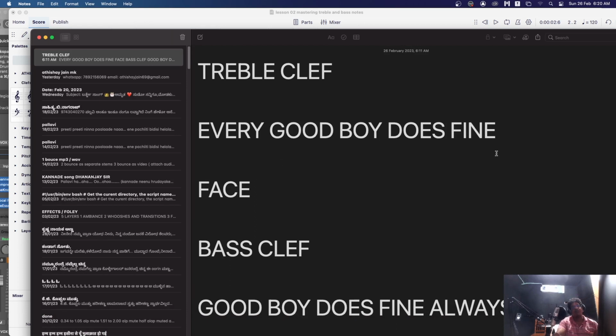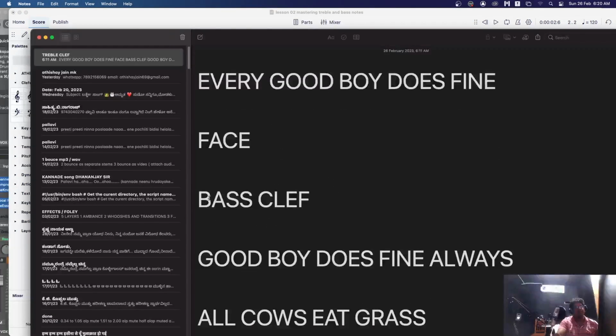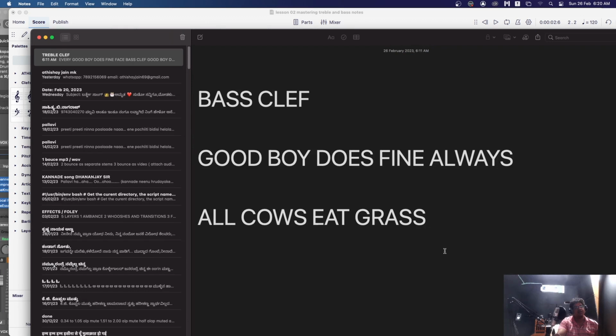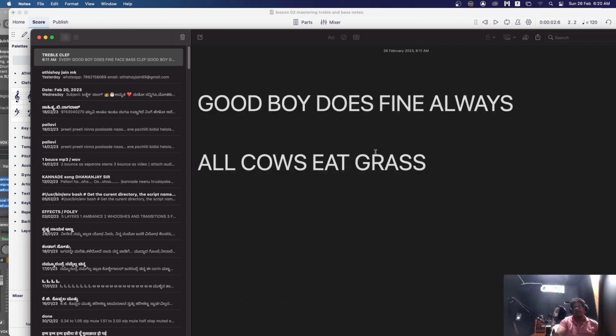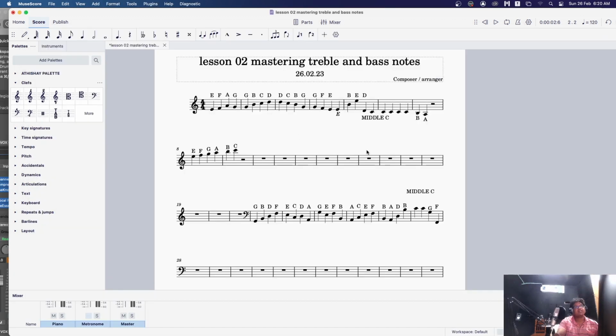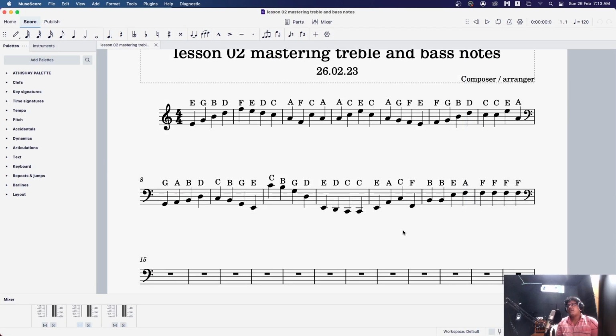So just remember this. For treble clef, every good boy does fine, FACE for the spaces. Bass clef, good boy does fine always, all cows eat grass. Write this five to ten times and practice. Hope you have understood all the treble clef notes and bass clef notes, and I suggest you download some free PDF manuscript sheets and try to write and name the notes on paper so that you get it better.